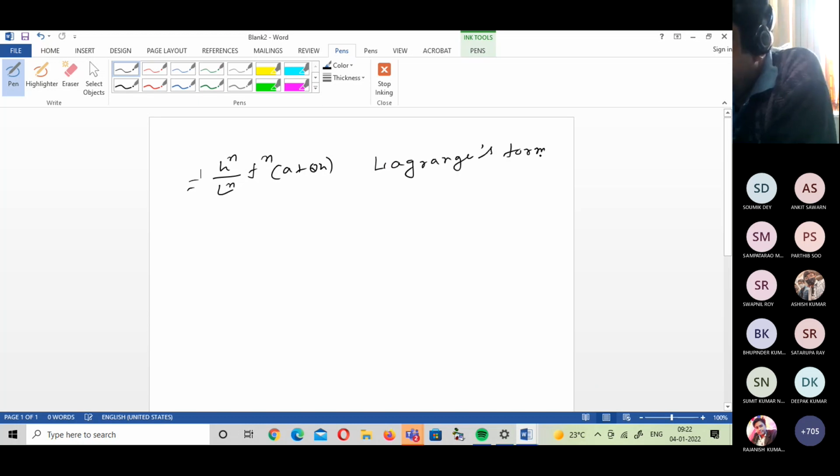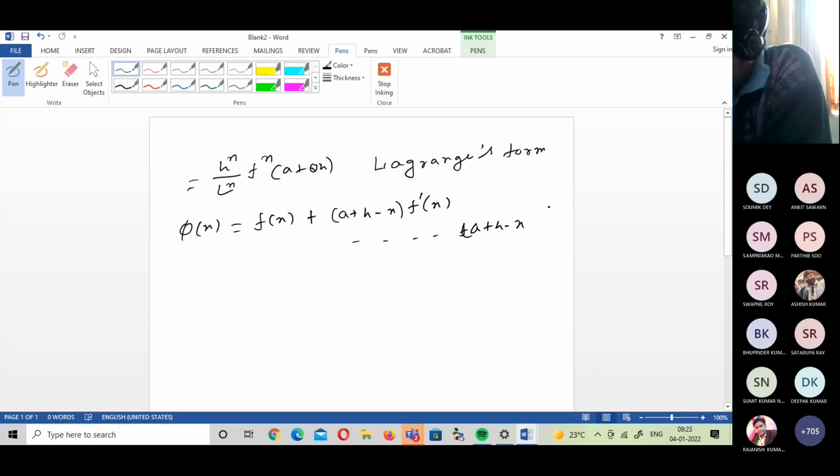Lagrange's form. Now the same formula can be used for Cauchy's form of remainder also. Suppose you consider phi of x equals the same f of x plus a plus h minus x into f dash x. Same formula. Then a plus h minus x to the power p, n minus 1, where the power p is the generalized form, and so on up to f of n minus 1 of x.